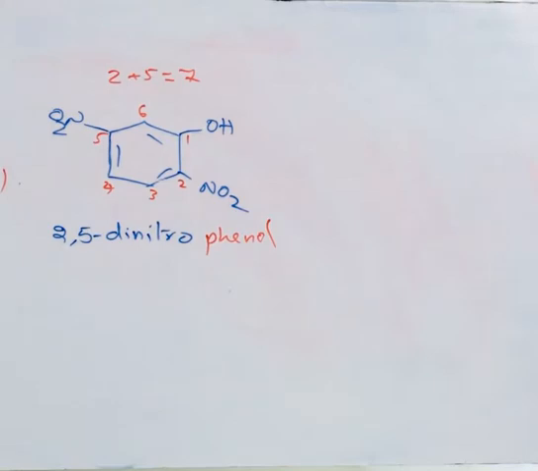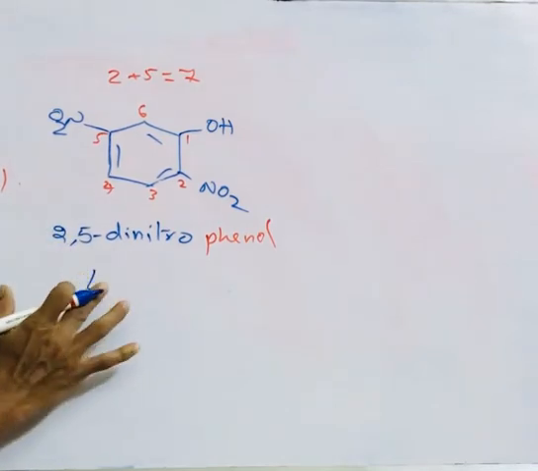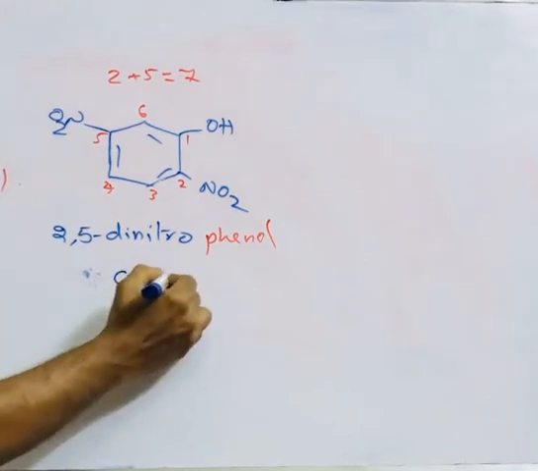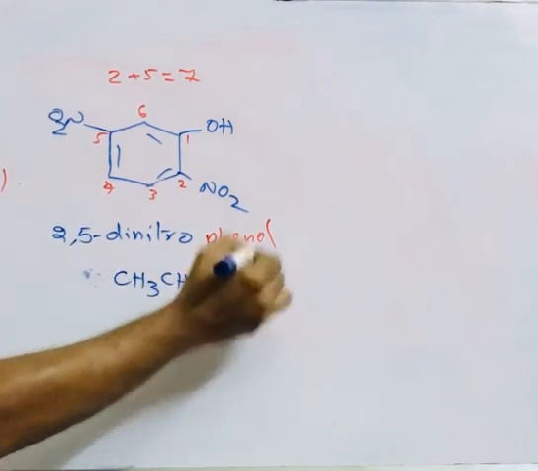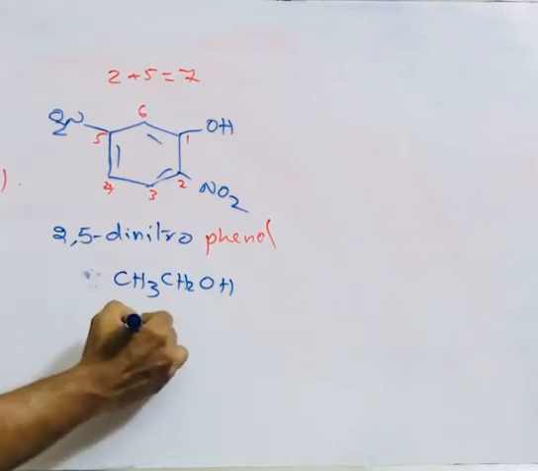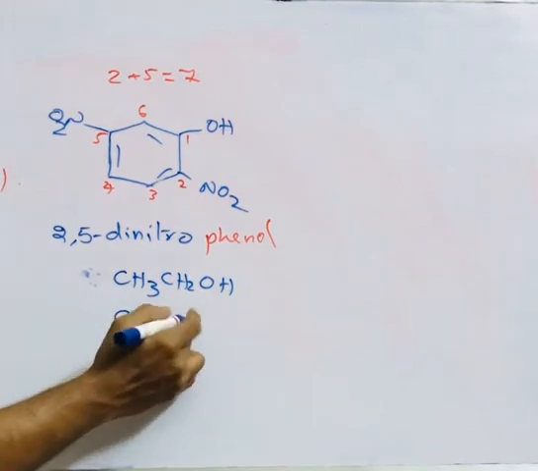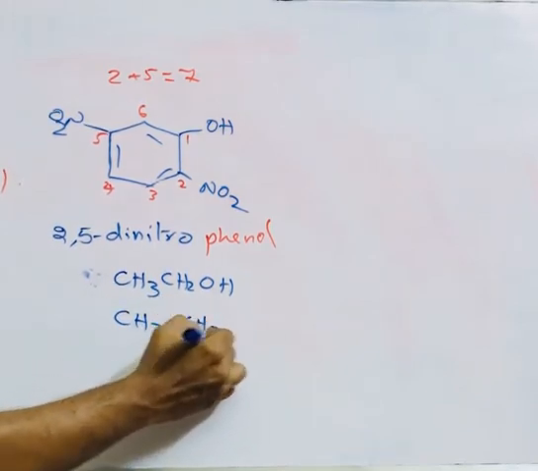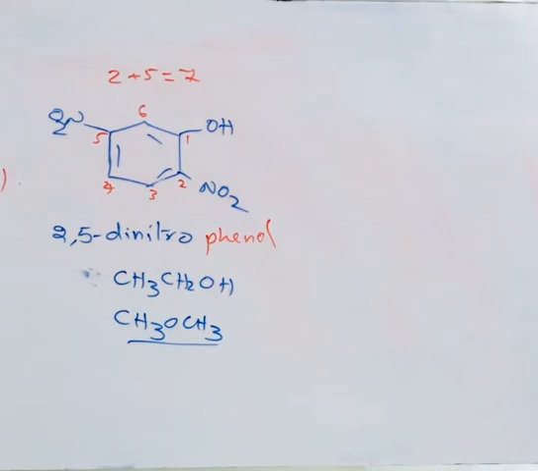And another question also asked is: the boiling point of ethanol is higher than methoxymethane. Ethanol is CH3CH2OH. Methoxymethane is the ether, correct? Methane is CH4, the substituent is the methoxy group. So this is dimethyl ether. It is called methoxymethane or dimethyl ether.